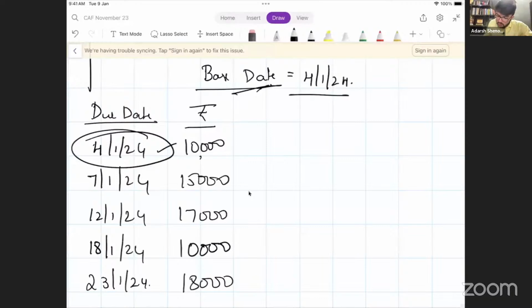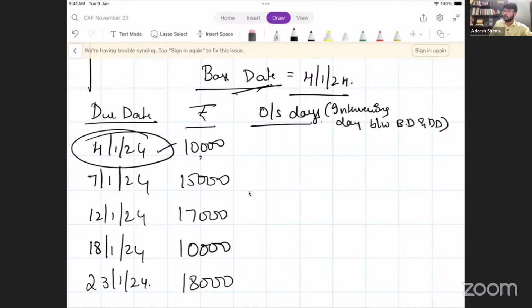So we have to consider the base date. Then you have to take outstanding days. So what is outstanding days? It's actually the intervening days between the base date and the due date. Okay, that's the concept. What it means is from the base date, you have to calculate till the due date. From the base date to the due date.